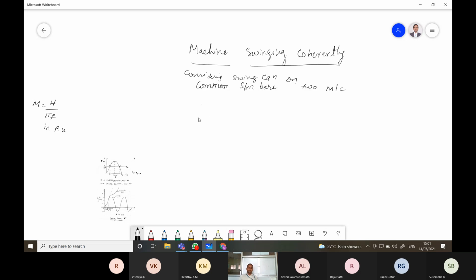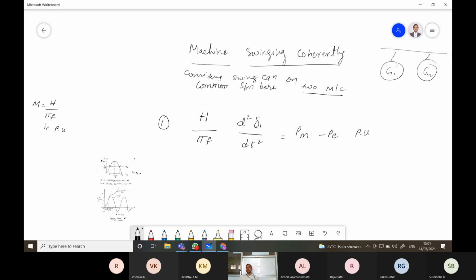So what is the swing equation? H by pi f into d square delta by dt square is equal to Pm minus Pe, in per unit. We will consider two different machines, generator 1 and generator 2. Two machines are connected to the grid. For the first machine, H1 by pi f into d square delta 1 by dt square is equal to mechanical power Pm1 minus electrical power Pe1. This is for the first system.